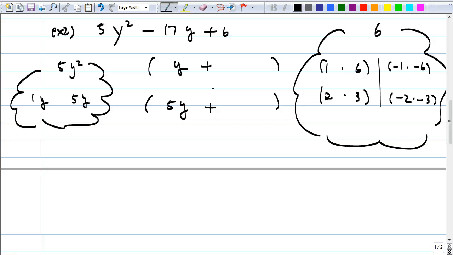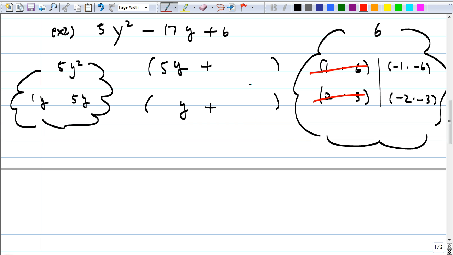Let's think about this. Does 1 and 6 work? Actually, can I put 5y up here? Do you mind if I do that? I like to have the bigger number up here. Doesn't really matter, right? Okay, so does 1 and 6 work? Let's see. By the way, do I even need to try 1, 6, and 2, 3? At this point, I claim to you I could get rid of these. Why? How come I could get rid of those? I don't even have to try the other order.